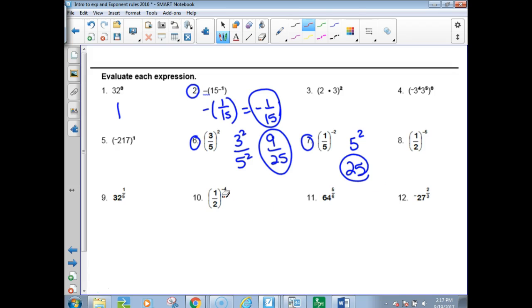Okay, first of all, how do we want to make the negative 4 a positive 4? What could we do to the 1/2? Yep, do the reciprocal of 1/2, which would be 2. So this will be 2 to the 4th.